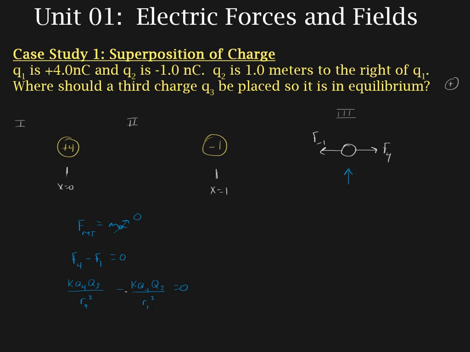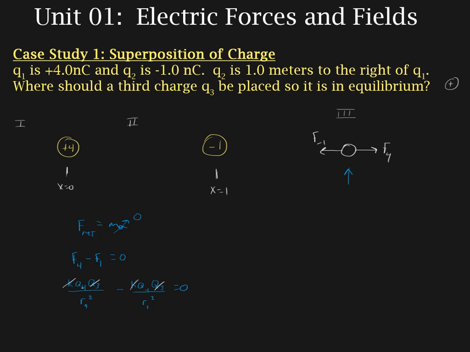Okay, so the first thing you should see right away mathematically is that some of this stuff goes away. We don't need Coulomb's constant. That's going to cancel out. And Q3, which is our test charge, which we don't know anything about, that's going to go away as well. And so what that leaves us with is just the distance from each of these charges to this location and the value for each of these charges.